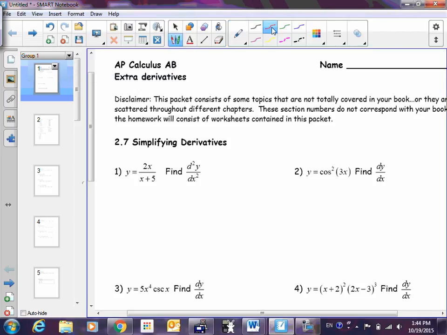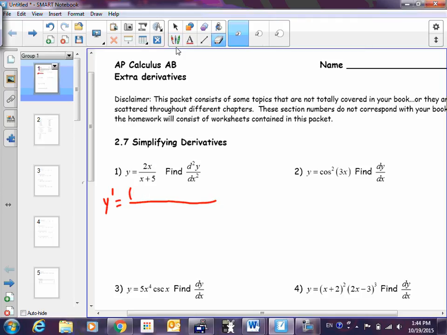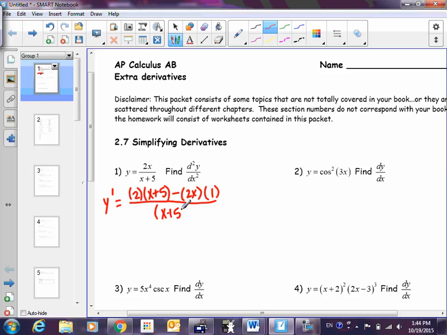Okay, so simplifying derivatives. This is not in your book. This is my own section. So what is the first derivative? Derivative of the top, which is 2, times the bottom minus the top times derivative of the bottom, over the denominator squared.